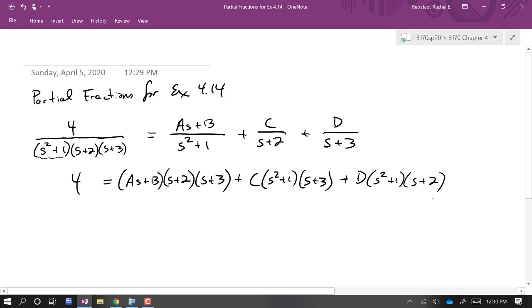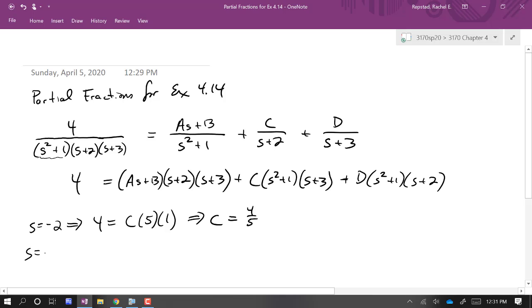Now there's some low-hanging fruit available to us. If s is equal to negative 2, then on the left side we have 4. And anything with an s plus 2 will zero out, so that's the first and the last terms. If s is negative 2, we're just left with c times 5 times 1. And that tells us that c is 4/5.